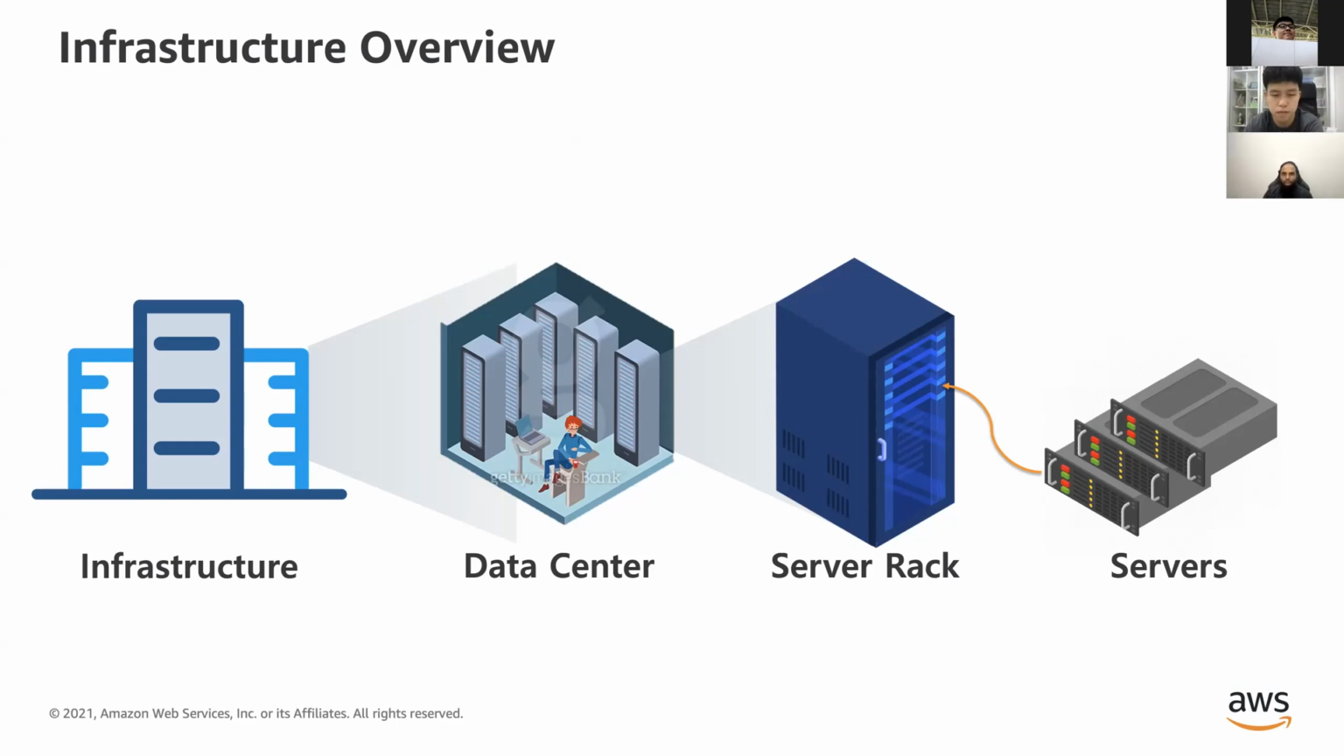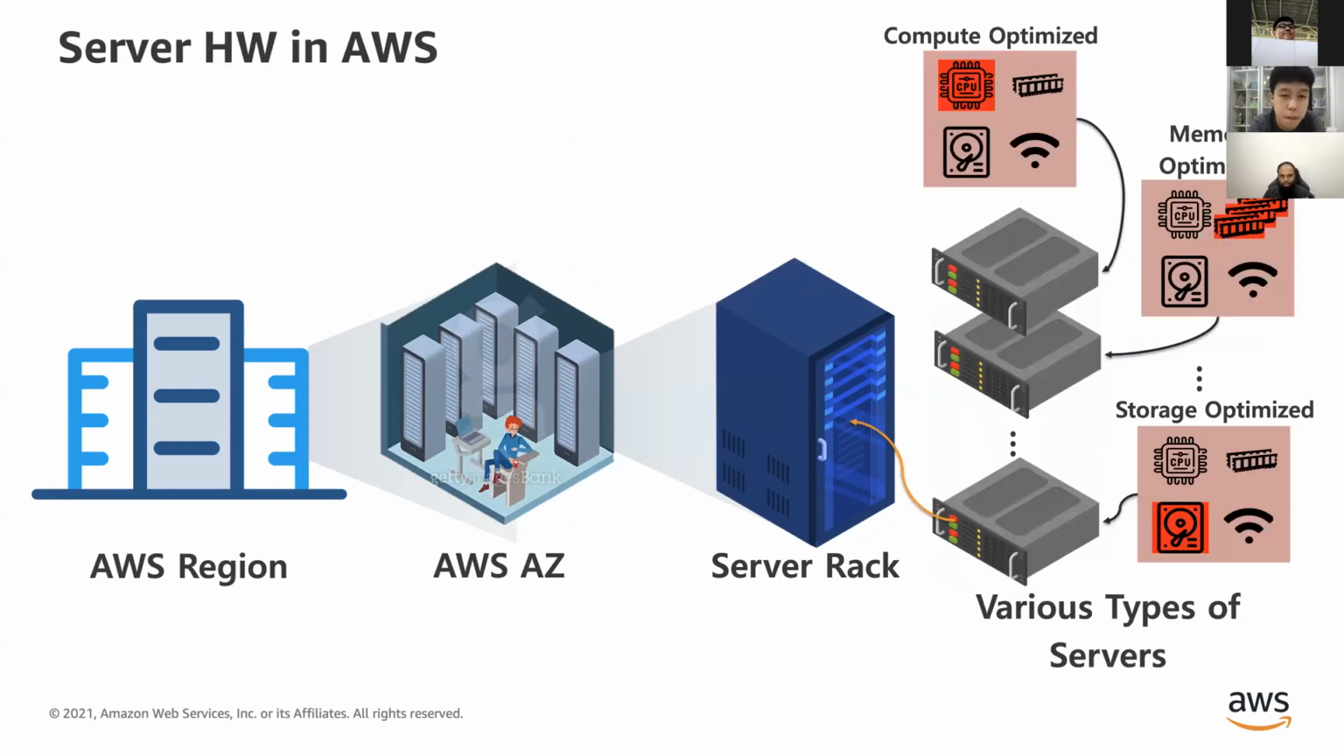Now when you translate this into AWS, it's a bit different, right? With the cloud, take that same concept of an infrastructure. Now that becomes something known as an AWS region. And a region is basically a geographical location that will have multiple availability zones, as we call it. And each availability zone will have multiple data centers. And each data center will have server racks.